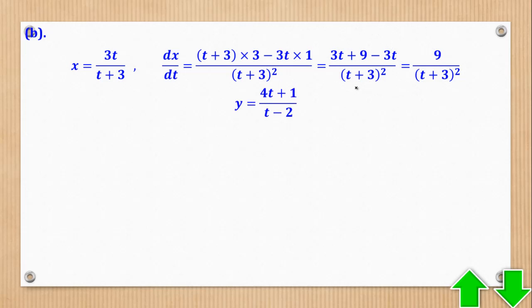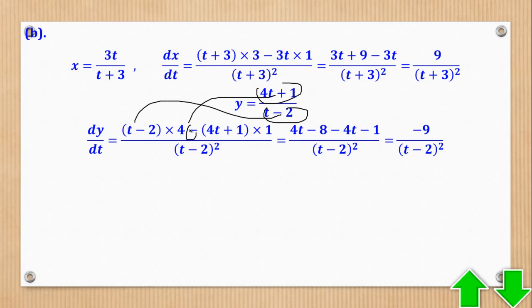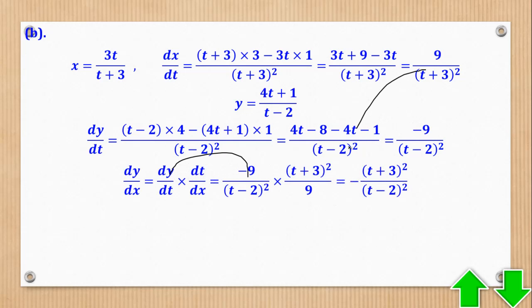What about dy dt? So still quotient formula, keep the denominator constant, differentiate the numerator, minus, keep the numerator constant, differentiate the denominator, over the square of the denominator. Then simplify to come up with that. Then I can use chain rule to get dy dx. dy dx is equal to dy dt times dt dx. So dy dt, then dt dx will be the reciprocal. You end up with that.